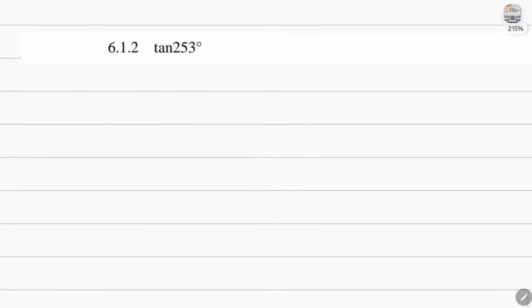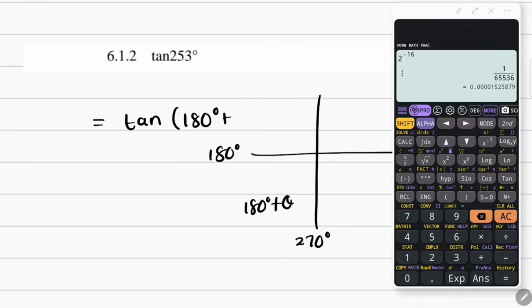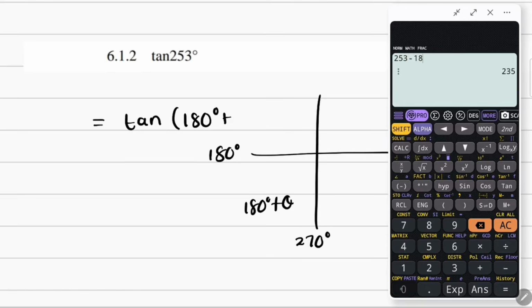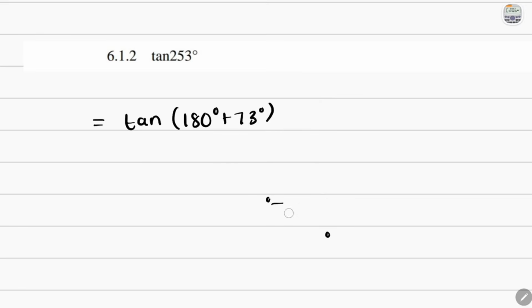Question 6.1.2 says we need to find the value of tan 253 degrees. Okay, so this angle can be reduced. We can see that it's an angle that is greater than 180 degrees, but less than 270 degrees. So we'll use tan's reduction on this, which is 180 degrees plus theta. So this is 180 degrees plus what gives us 253 degrees. Or 253 minus 180, let's just quickly find that. 253 minus 180 is 73 degrees. And because this is in tan's quadrant, it's not going to become negative. So this will become positive tan 73 degrees.